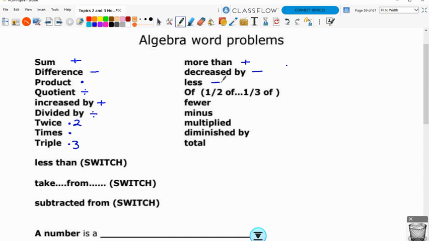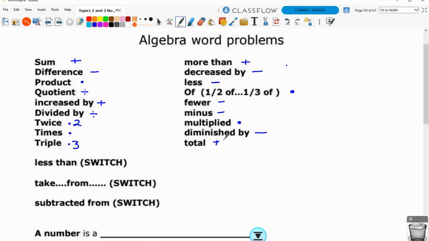The word of, when it's with a fraction, like a half of something or a third of something, is going to be multiplication. You multiply the fraction by the value that they're talking about. Fewer means to subtract. Minus, you knew, is subtraction. Multiplied by is multiplication. Diminished by is subtraction as well. And if they want the total of two things, we need to add them together.